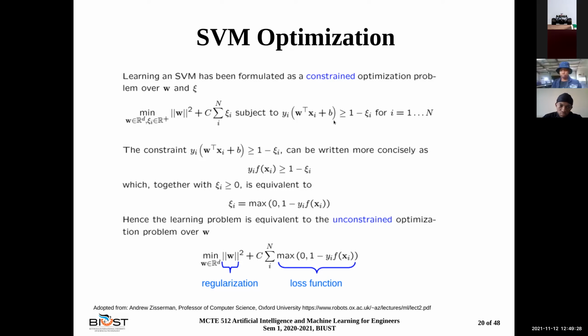The equivalent of this constraint is that we take the maximum between 0 and 1 minus the correction of the psi. So if the point is correctly classified, this becomes 0. And if it is not correctly classified, then this one is a positive number. If this value is different from 0, then we consider this as a loss function. So the regularization is this part, and this is the loss function.